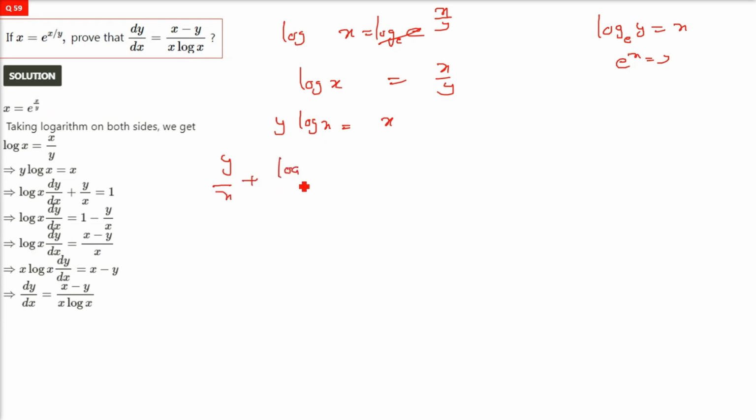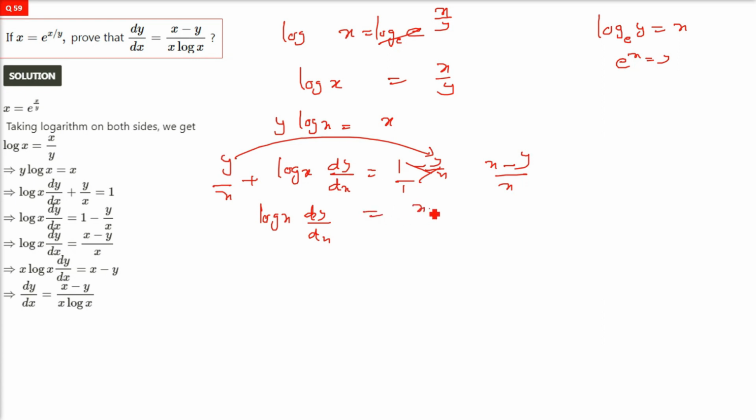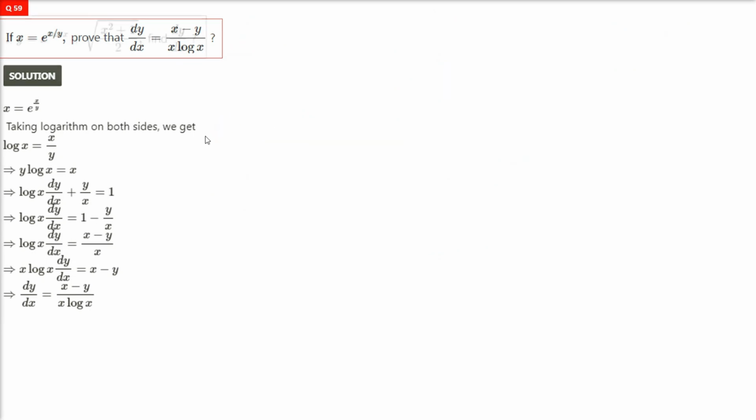So now I'm differentiating. I'm using the product rule. So y log x gives y times 1 by x plus log x dy by dx, which is equal to d by dx of x, which is 1. So log x dy by dx equals 1. I'm taking this y by x on the right hand side. So 1 minus y by x. It is going to be x minus y by x. So log x comes here. So dy by dx is equal to x minus y by x log x. Okay.